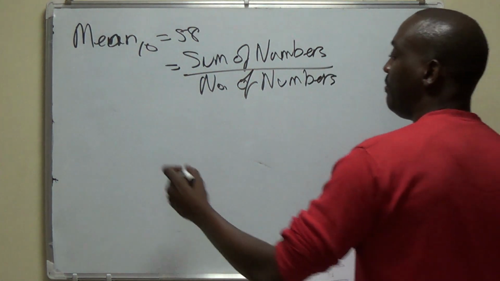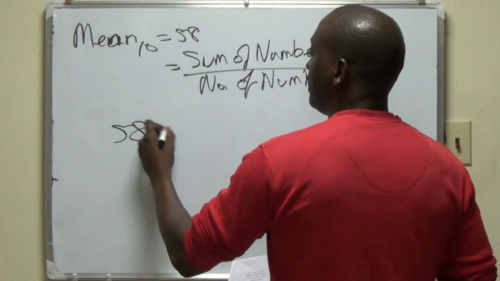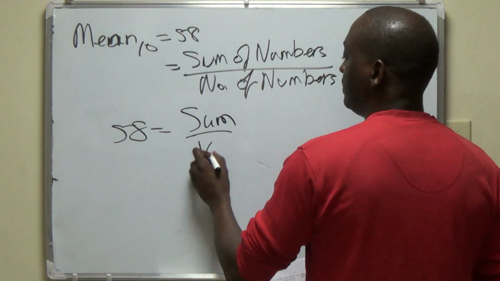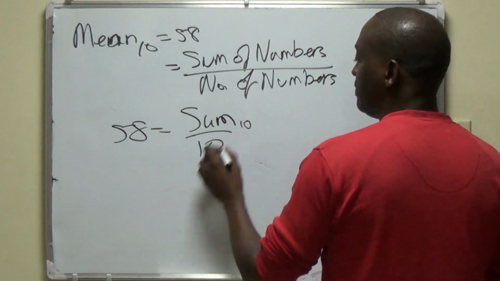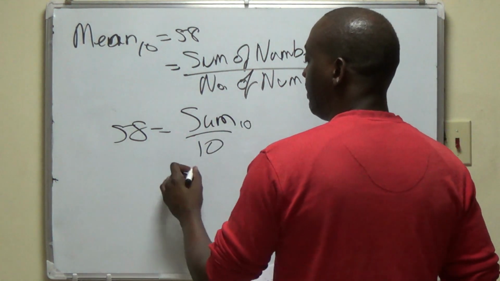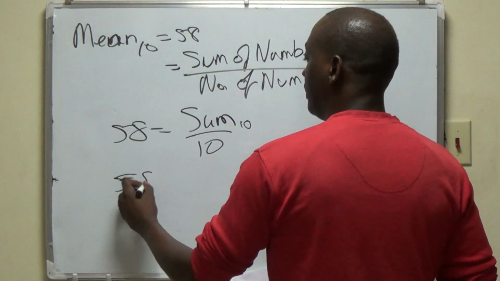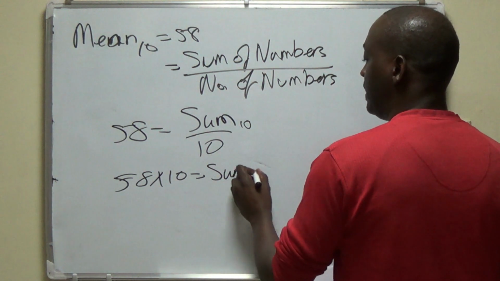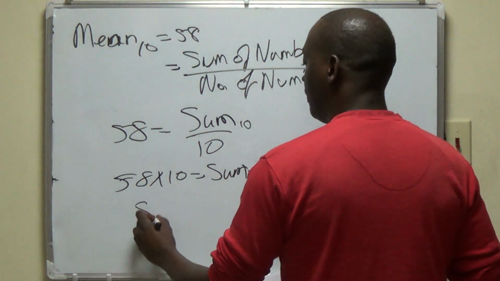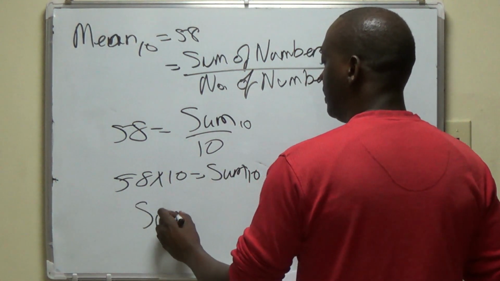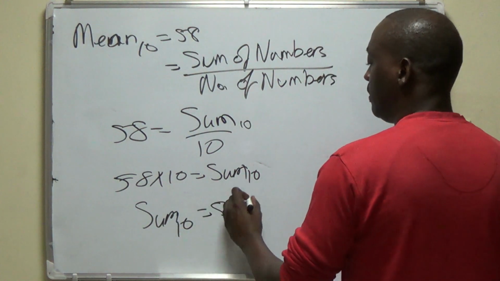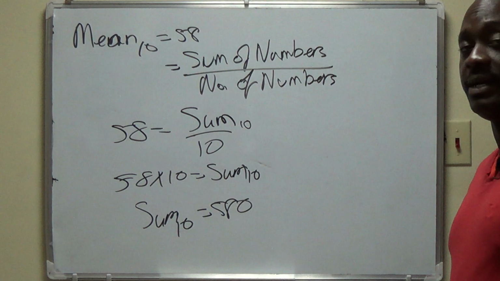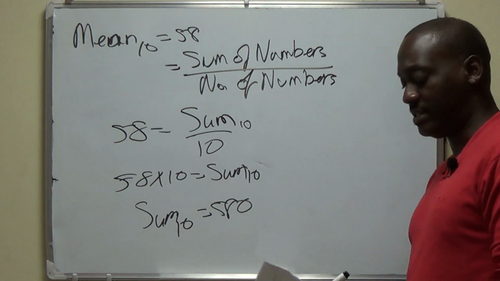So we could say then that 58 is equal to, let us say, the sum over 10. So 58 by 10 will be equal to the sum of 10, so that the sum of the 10 numbers will be equal to 580. Alright? Now you don't need a calculator to work out 58 by 10. 58 by 10, let's add a 0, that's 580.